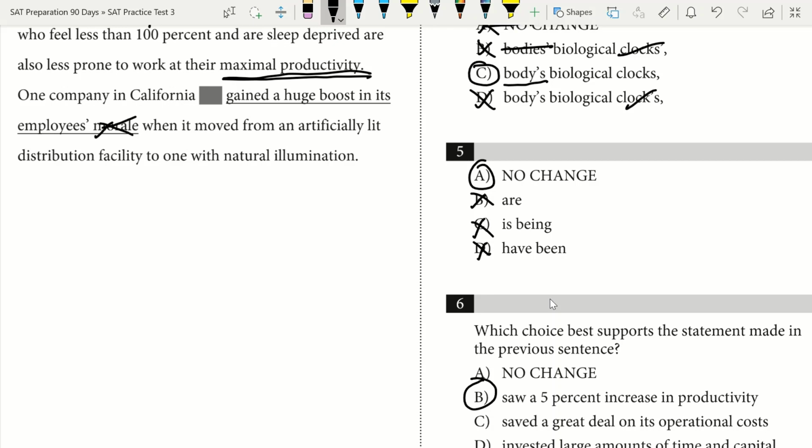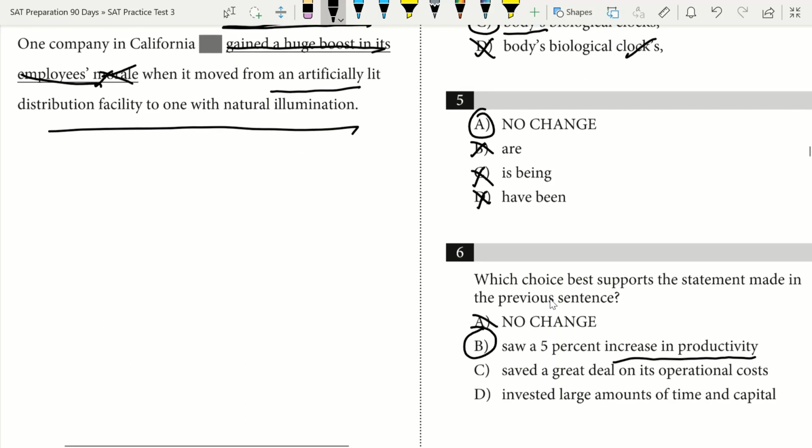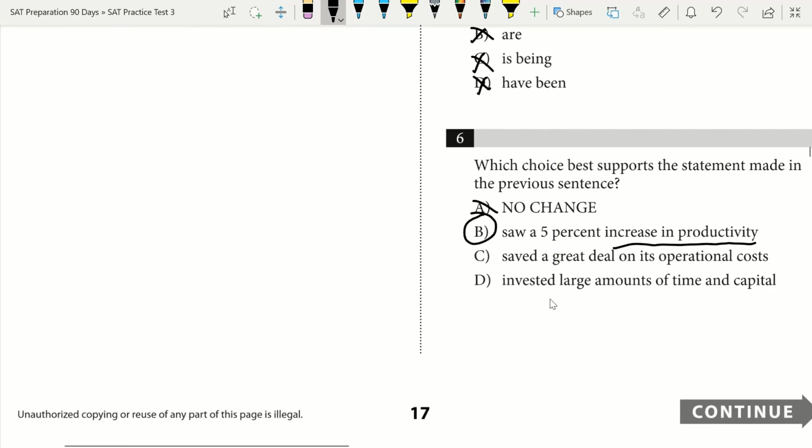So we would want to use evidence that supports that they're not working at maximum productivity, which would be that when a company in California moved from artificially lit distribution to one with natural illumination, they saw a 5% increase in productivity. That's showing how there's an increase in productivity with more natural light. So that's supporting our previous sentence. So that's going to be our answer there, right? We don't talk about them saving a great deal on operational costs or investing large amounts of time and capital.